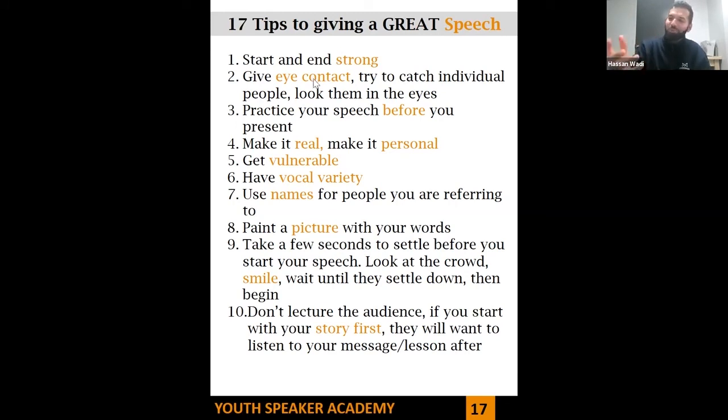So get vulnerable with your business too. It's not about your mistakes. It's about how you overcame your mistakes. Have vocal variety. Don't speak with the same tone the whole way through. Please, guys, please. Because if you do, there will be a lot of people that will fall asleep. And if they fall asleep, you will not win. And it's going to be hard for you because the audience energy is not going to be there.